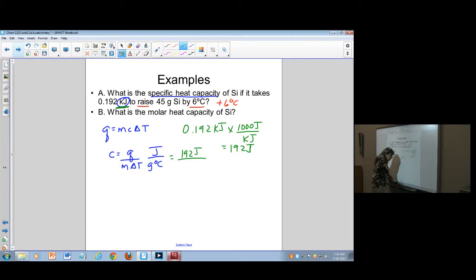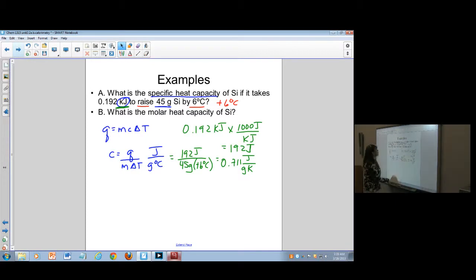So to find my specific heat capacity, I'll do 192 joules divided by my mass. The mass in this case is 45 grams of the silicon times the change in temperature, which we determined was a positive 6 degrees Celsius. And this works out to be equal to 0.711 joules per gram Kelvin, or degrees Celsius.